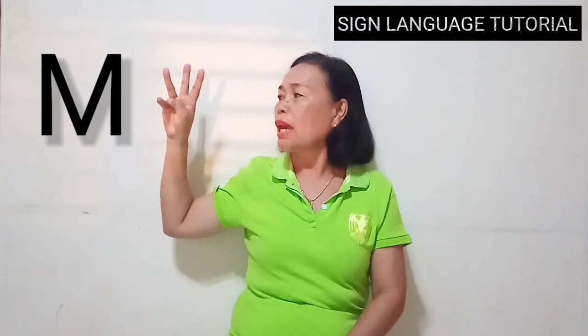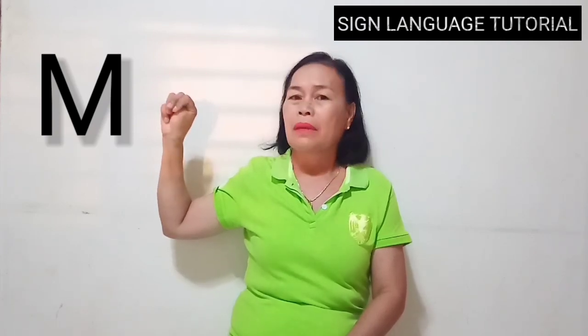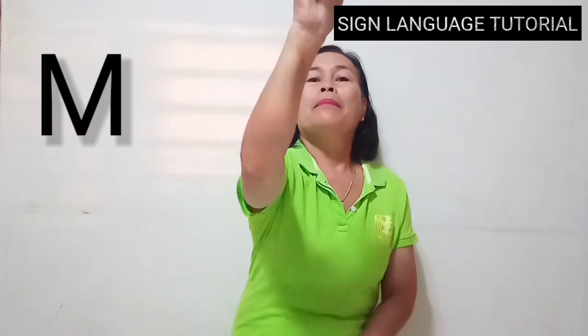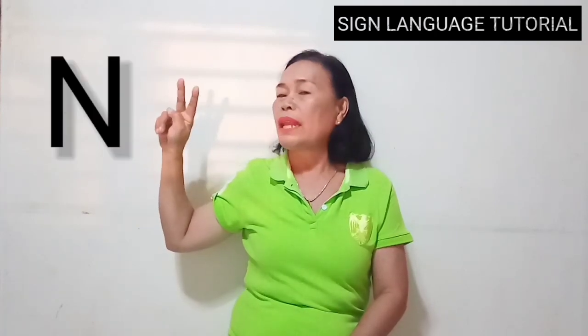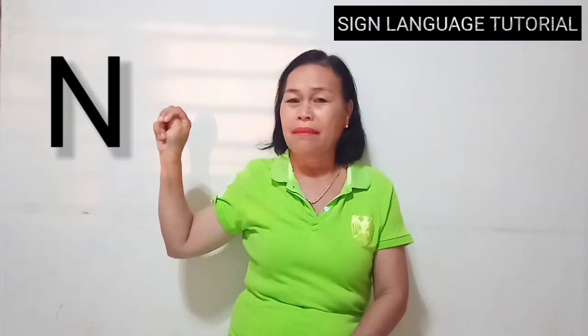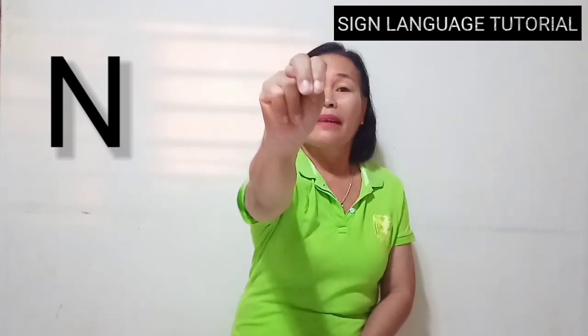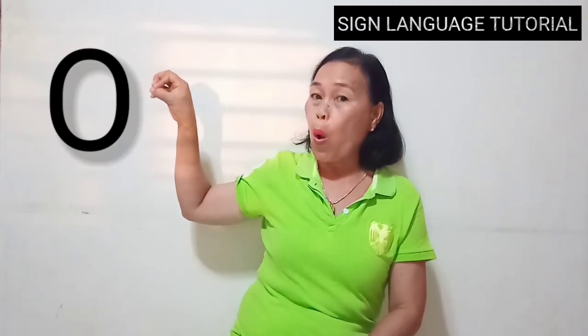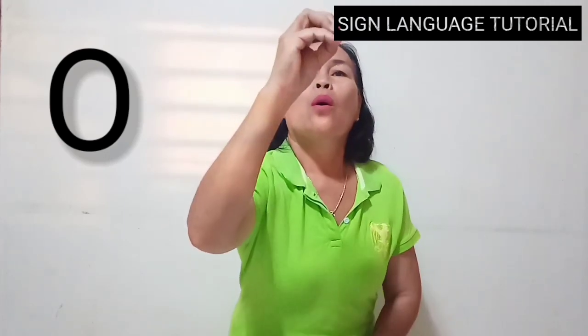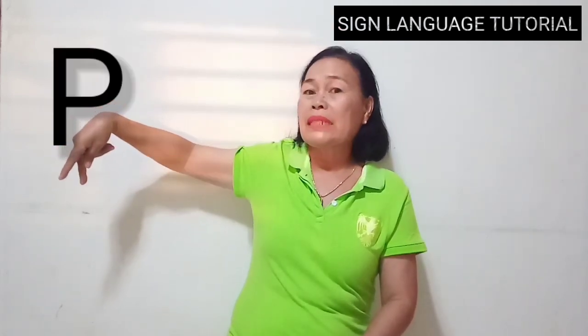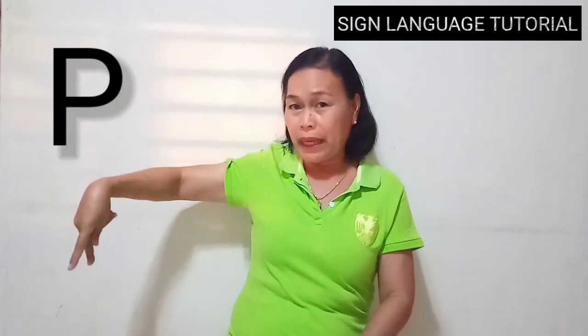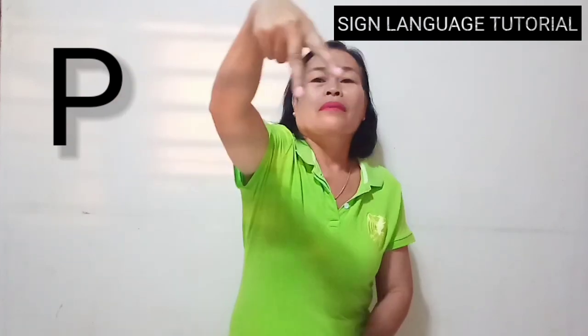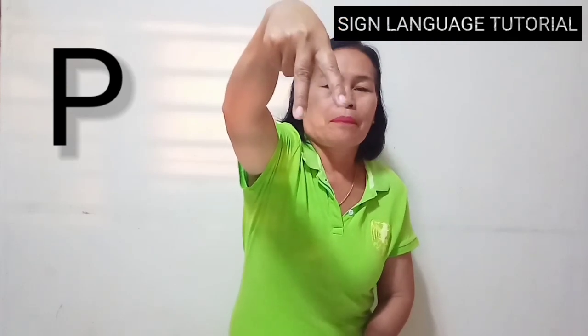Tulo ka buok tudlo ni tabon sa ato ang thumb. Letter M. N. Duha na lang. Letter N. O. This is letter O. P. Baliktad ng letter K. Letter P. So, letter P.